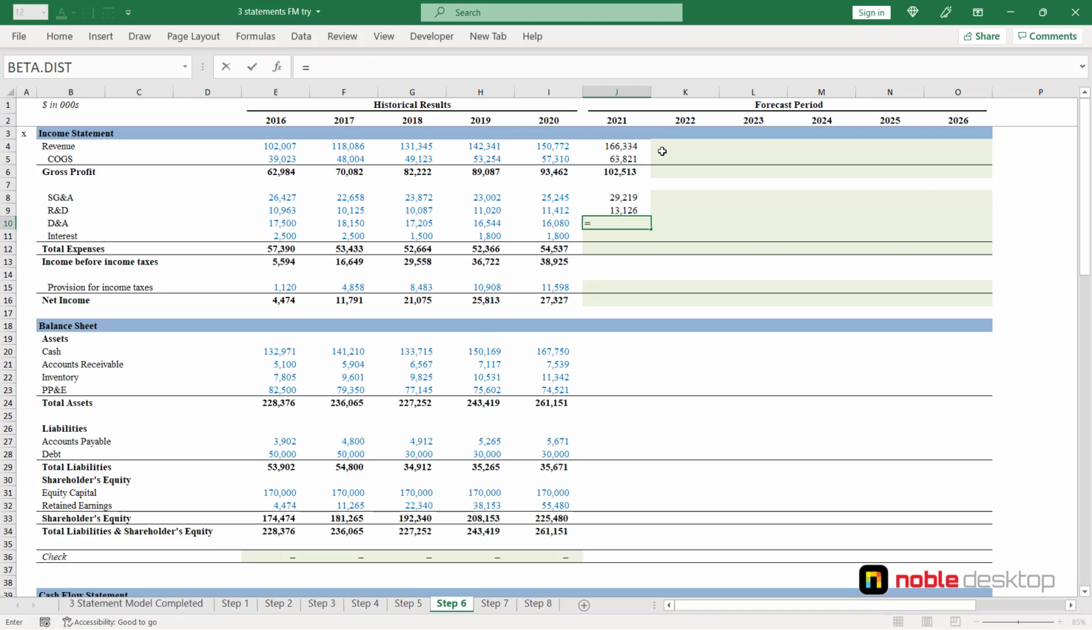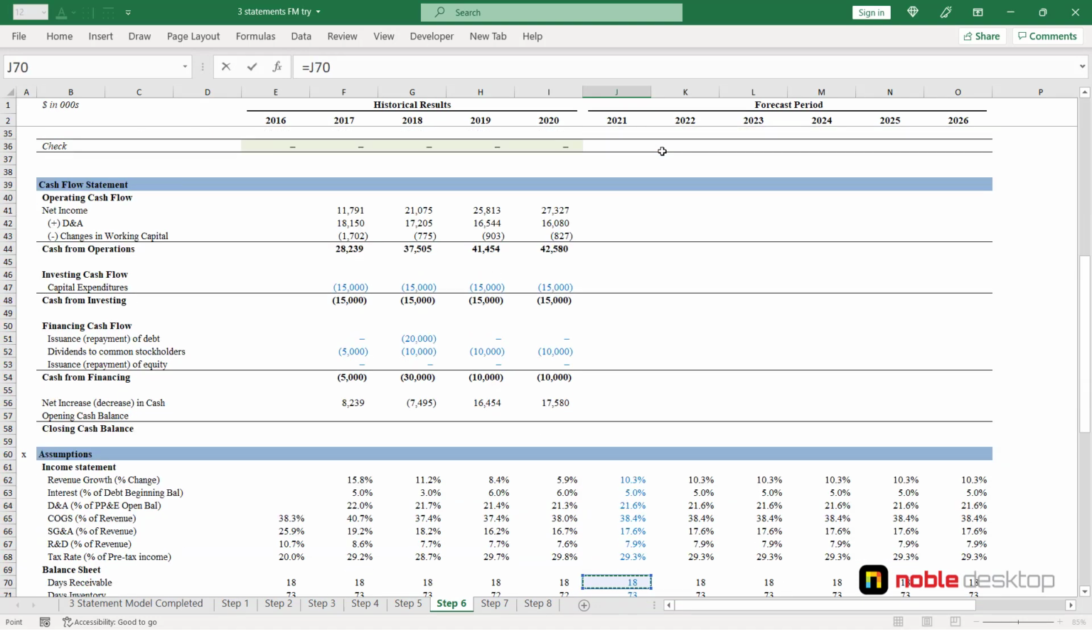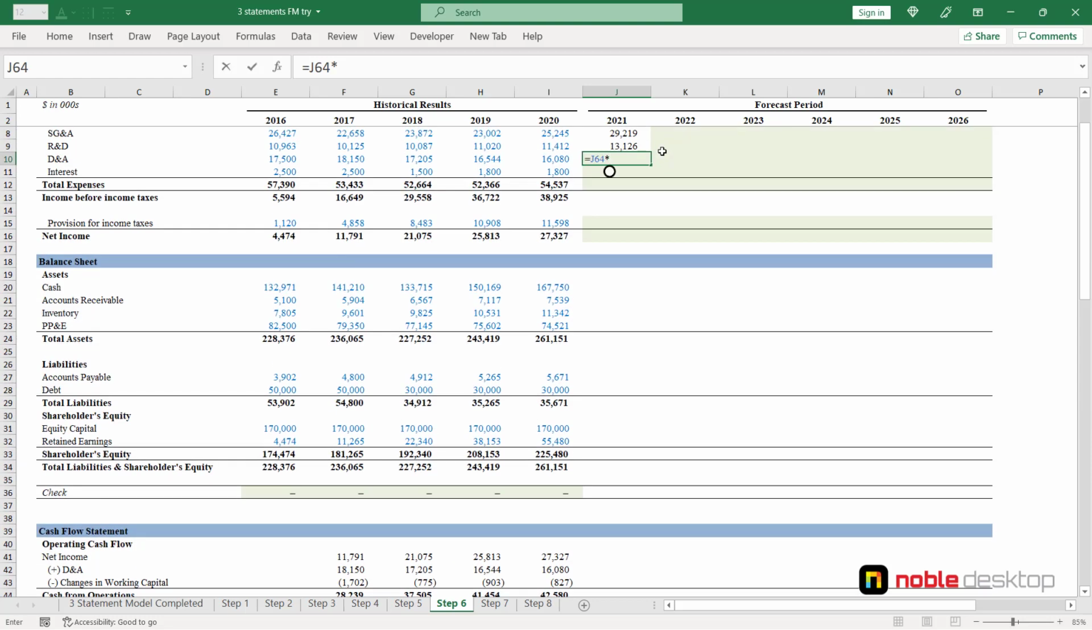My depreciation and amortization, I'm going to go all the way down and find my assumption for D&A. It's in the row 64, D&A as a percentage of PP&E opening balance. So I need to multiply that number by my PP&E opening balance, which you can find in the row 23 and column I. Because it's opening balance again, I'm going to take the ending balance number here. Perfect.